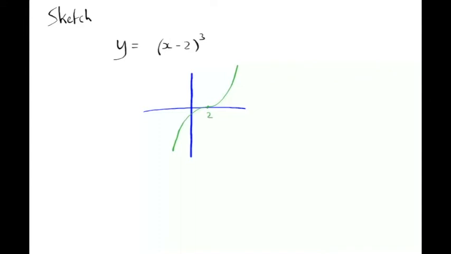Another example, sketch y equals (x minus 2) cubed. So this goes up, pause, up. All the solutions are at 2. So it goes up at 2, down at 2, and up again at 2. So the only way it can do that is up, pause, up.